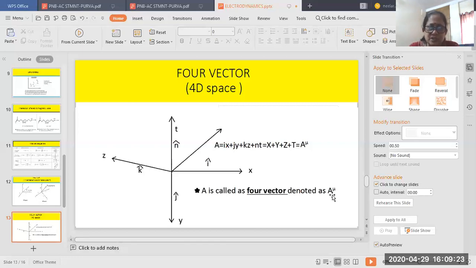So this is A raised to the power mu. This notation is used for vector representation in which space? 4-dimensional space. So A is called a 4-vector and it is denoted as A mu. Don't pronounce it as A to the power mu; it is called A mu. So what is A mu? A mu is a 4-vector. With this notation, let us move to the next slide.